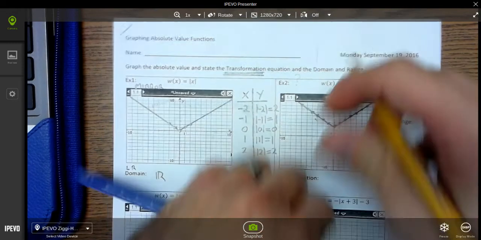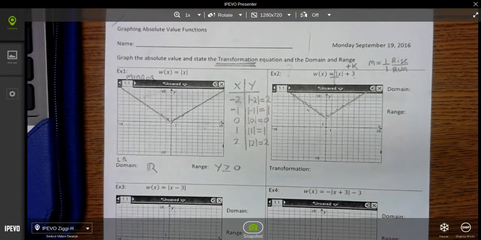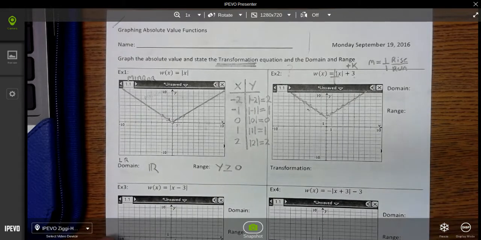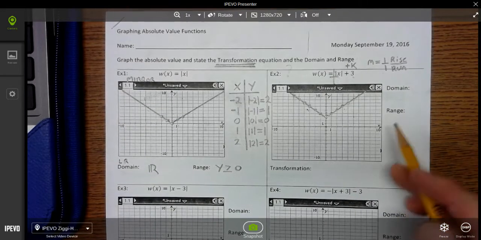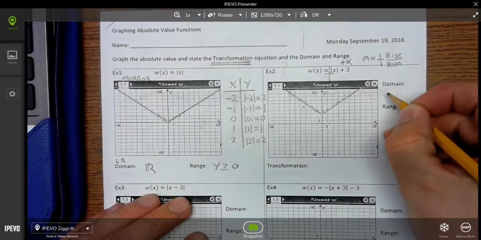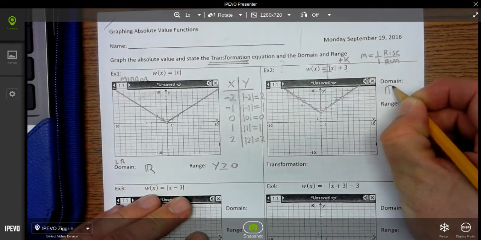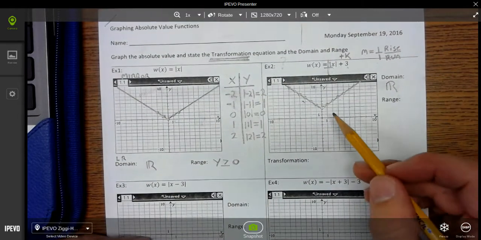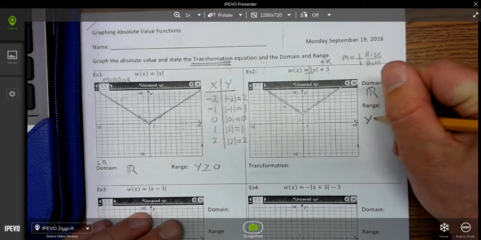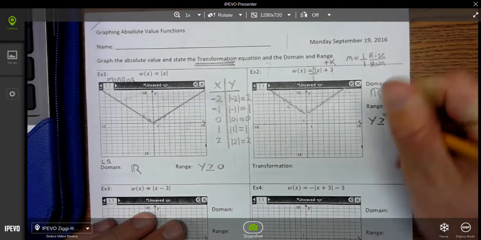All right. Now, let's look at domain. Domain, again, from left to right, we know it's all real numbers. Now range, from bottom to top, we see that it starts at 3, and we know it's greater than, so the range is y greater than or equal to 3.